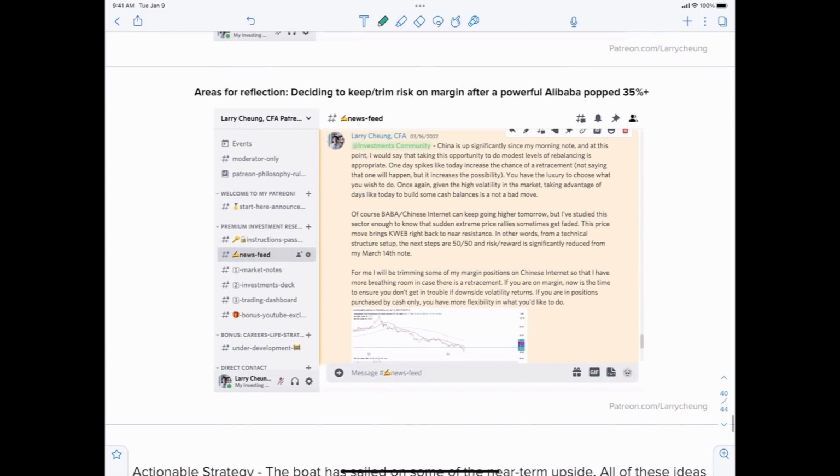Now, there are some areas for reflection. After a very powerful bounce from Alibaba where it bounced 35 to 50%, I did discuss margin reduction for any members who were on margin. So I talked about if you were on margin, this was the time to potentially do a little bit of rebalancing. Of course, that leaves a little bit of money on the table if the name continues to run, but I have to practice risk management. I have to practice making sure that our members can stay in the game in case there's another raft of volatility.